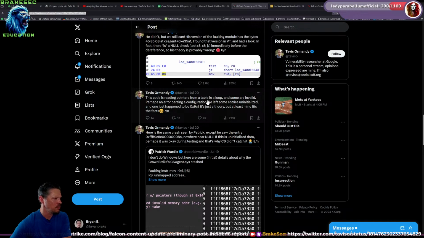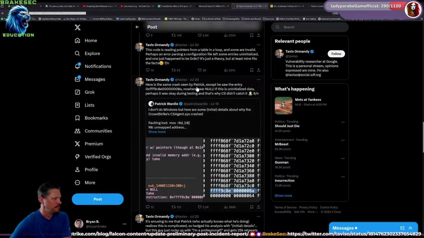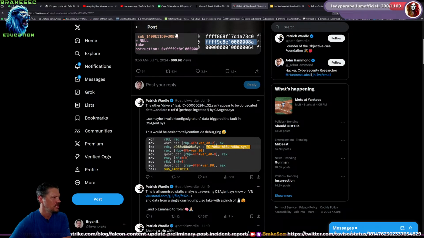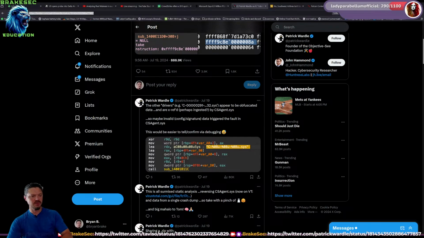So this code is reading pointers from the tail and some are invalid. Same crash seen by Patrick, except he saw the entirety, nowhere near null if this is uninitialized data. Perhaps it was okay during testing, that's why CS didn't catch it. Okay. I would say don't follow what the original person said. Patrick Wardle apparently is looking and has found what is the correct answer of maybe root cause of why this happened. So I'll post that one up as well.